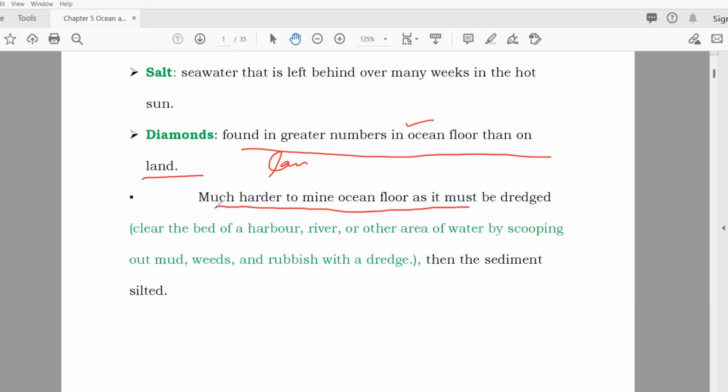It is much harder to mine the ocean floor, as it must be dragged. For example, first of all, you have to clear the ocean. Above you have the water, then you have the sand and other things. You have to erode, then you have to clear all the water. After that, you have to remove all the mud, weeds, rubbish, whatever is there. Then the sediment is silted, then you have to go down. So it is quite a difficult process compared to mining diamonds on the land. So this is the other thing present in the ocean.